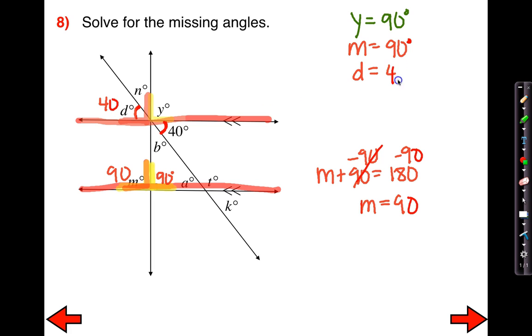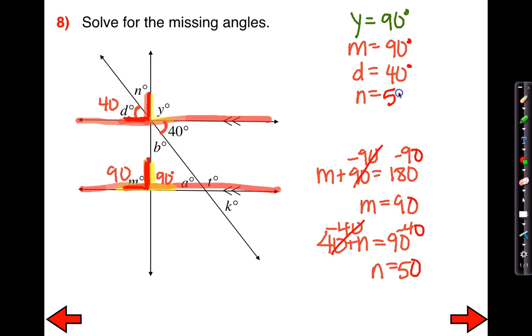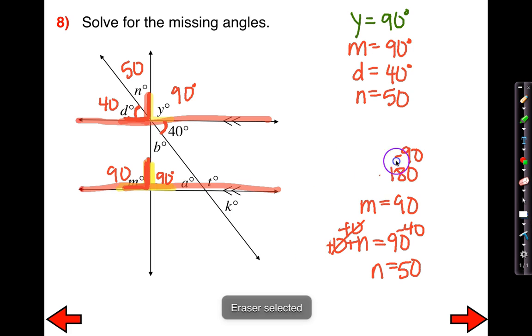D equals 40 degrees. And like I said earlier, this is 90 degrees because it is corresponding to angle M. So I'm going to go ahead and write that, hey, 40 plus N should equal 90 degrees. So if you subtract 40 from both sides, I'm left with N equals 50. Okay, so we have D equals 40, N equals 50. We already have y is 90. We need to figure out what B, A, and K are, as well as T. Okay, I'm just going to clear some space first.